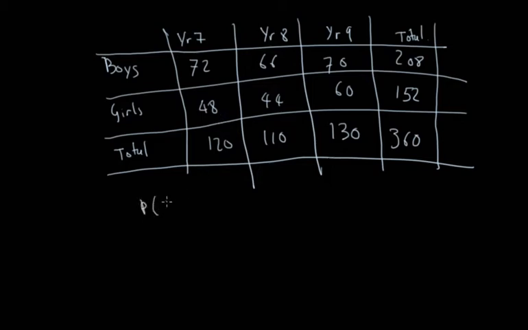So probability of year 8 boy. Let's think about this. There's year 8. There's 66 boys in total in year 8. But how many children are there in total? There's 110. So we're just thinking about year 8, so the total we use is the total for year 8. Now we can simplify that down as 3/5.